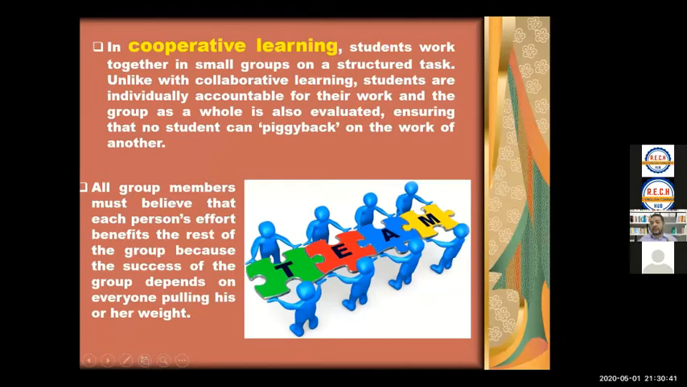Cooperative learning, in contrast: students work together in small groups on a structured task, which means that you tell everyone exactly what to do. Just as I did in the first activity. I didn't say, go with your partner, you have 2 minutes to talk about it. So one partner, for example, may speak for 100 seconds and the other one will take only 20 seconds.